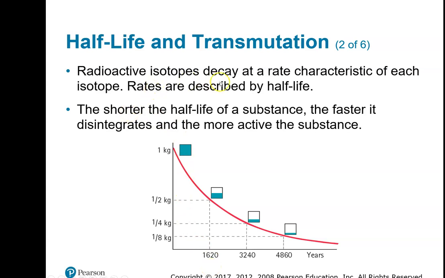Okay, so the radioactive isotope's decay rate is characteristic of each isotope. The rates are described by the half-life. The shorter the half-life of a substance, the faster it disintegrates. In fact, that's jumping a little bit ahead, that is actually one of the problems with nuclear power. We use uranium 235. We have to manufacture the uranium 235 in what are called breeder reactors.